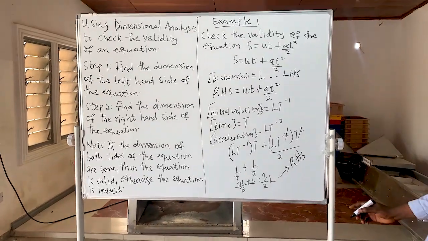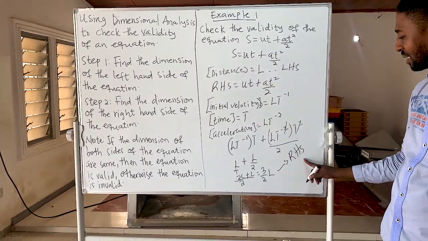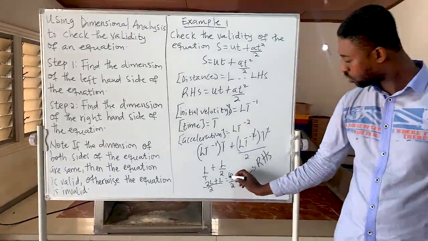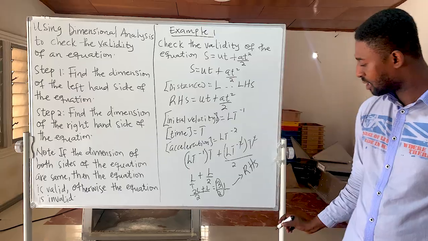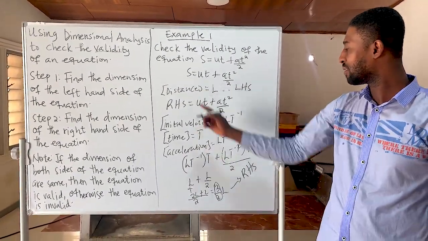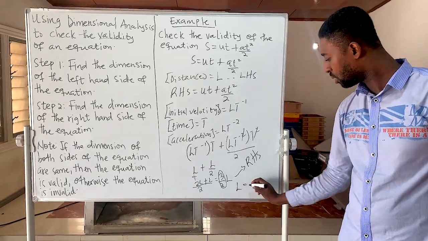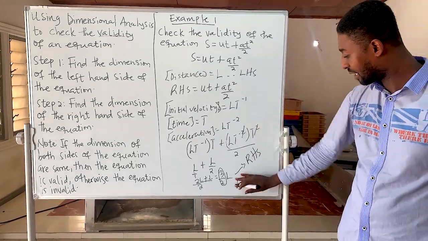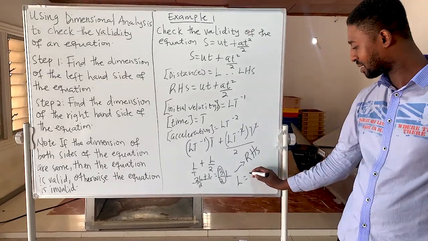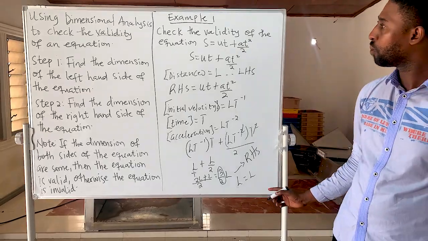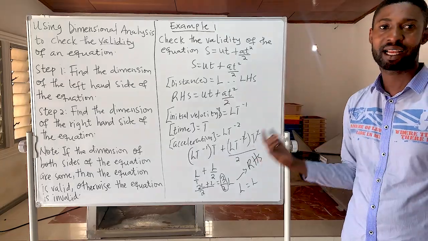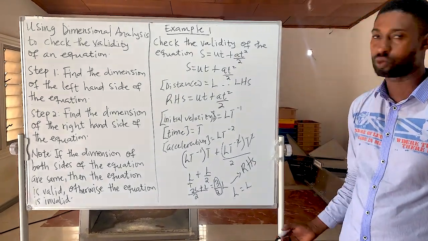So at the left-hand side we have L. At the right-hand side we have 3 over 2 L. But remember, 3 over 2 is just a figure, which is dimensionless. It doesn't have any dimension. So the left-hand side is just L, which is equal to the right-hand side, which is also L. So per dimensional analysis, I can say that this equation is valid because L is equal to L.